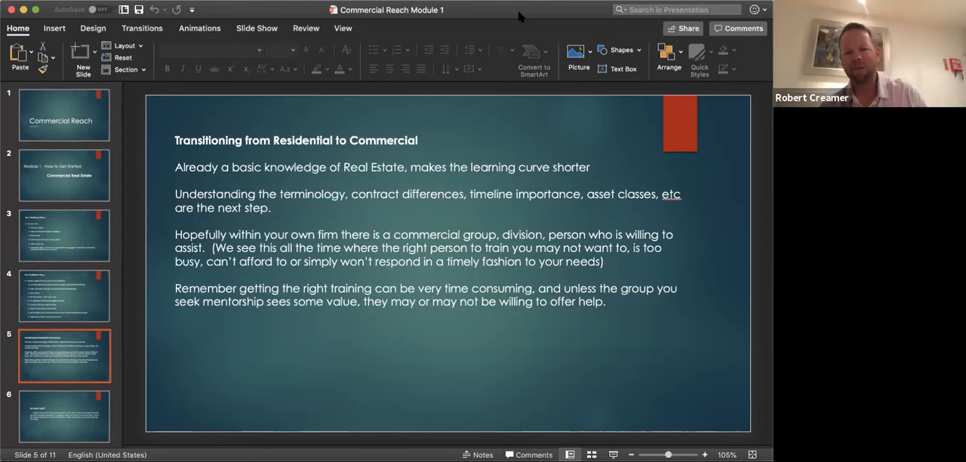And getting the right training can be very time consuming. And unless the group you seek mentorship from sees value, they may not be willing to help you there either.